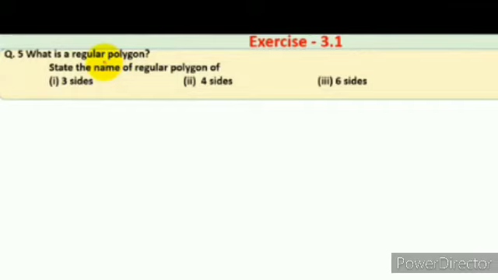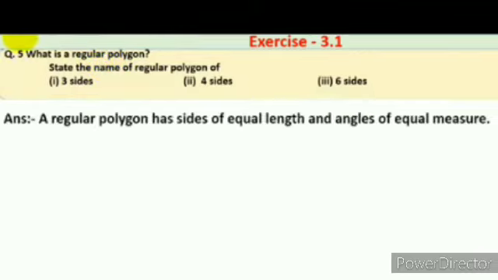What is a regular polygon? State the name of a regular polygon. Yeah, we know that a regular polygon has sides of equal length and equal angles.